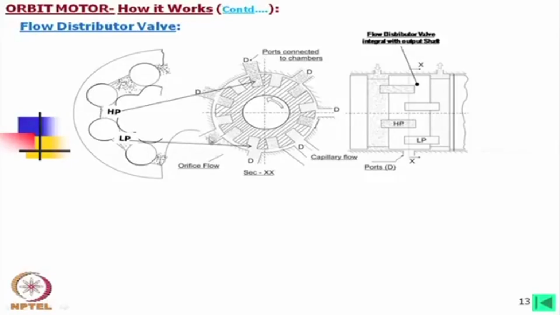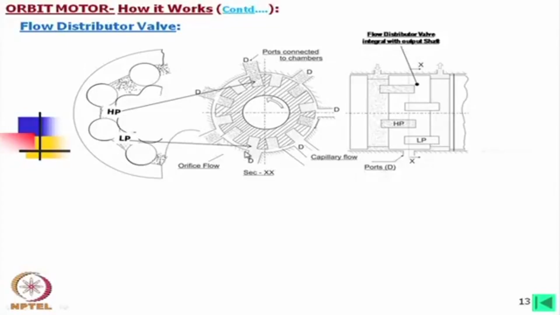What we find in this case, 4 slots out of 6 are connected to high pressure chambers, that must be in expansion mode, and in between 3 slots are blocked, which is connected to low pressure chambers.